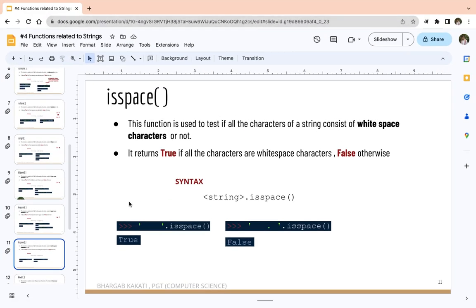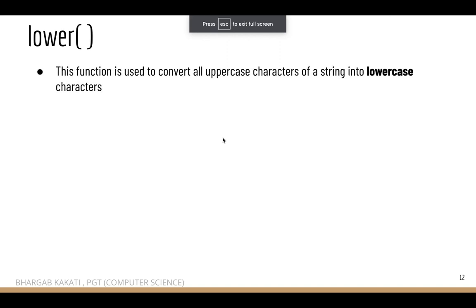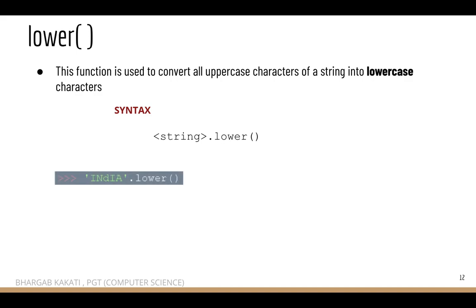Let's take you to the next function, that is the lower function. This function is used to convert all uppercase characters of a string into lowercase characters. It will convert everything that is in uppercase into a lowercase character. The syntax is string dot lower. For example, India dot lower. You can see that this particular string India has a mixture of both uppercase and lowercase. But as I use the dot lower function, everything will be converted to lowercase.